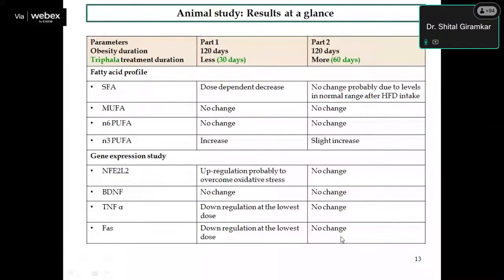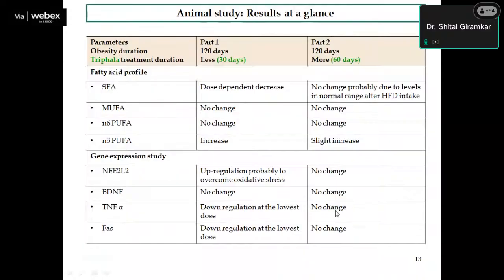In fatty acid profiling, there was a slight increase in the N3-PUFA, which are essential fatty acids. And in the gene expression pattern, there was no change in the expression levels.